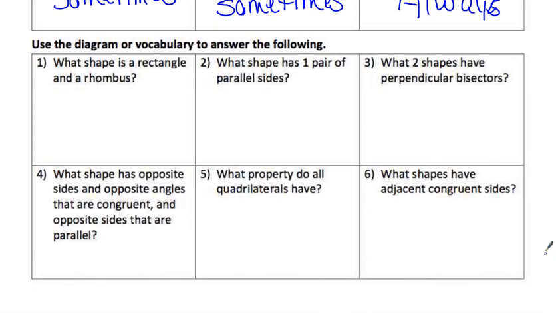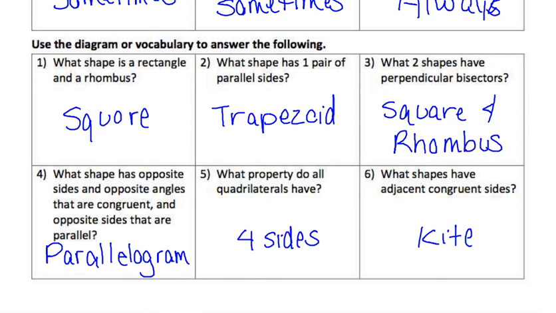All right, so I want you to try these 6 on your own. Use your notes to help you, use the chart to help you, and when you're ready, unpause the video and I'll give you the answers. There might be more than one answer for a few of them. And here are your answers for those 6 questions.